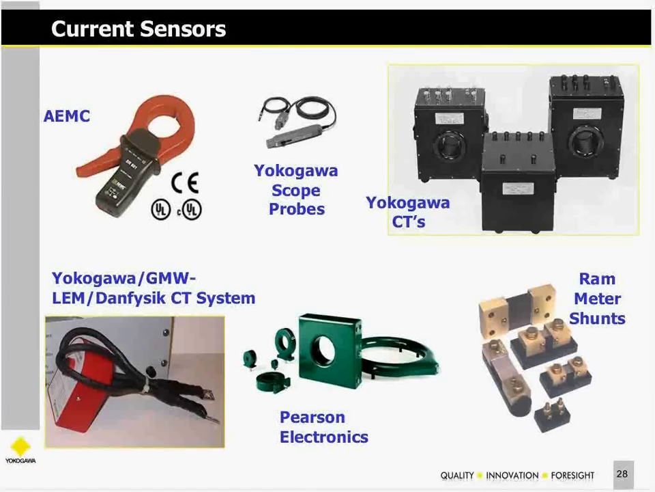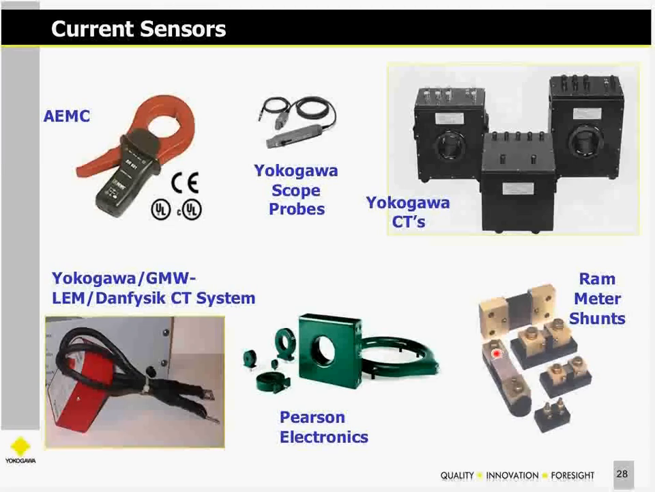Let's look quickly at current sensors. That's one of the critical parts with our power analyzers and other measuring instruments. We offer a lot of solutions in current measurement. We resell the AEMC clamp arms, nice devices, medium accuracy, good up to 3 to 5 kilohertz or so. Scope probes, you have to be careful with scope probes. They're designed to use on a digital scope or an analog scope. Yokogawa actually makes some current transformers ourselves. These are window type, feed the cable through the window, or we can connect some of the lower currents to the terminals on the top. These typically have a frequency around 30 hertz to, we've tested them out to 3,000 hertz.